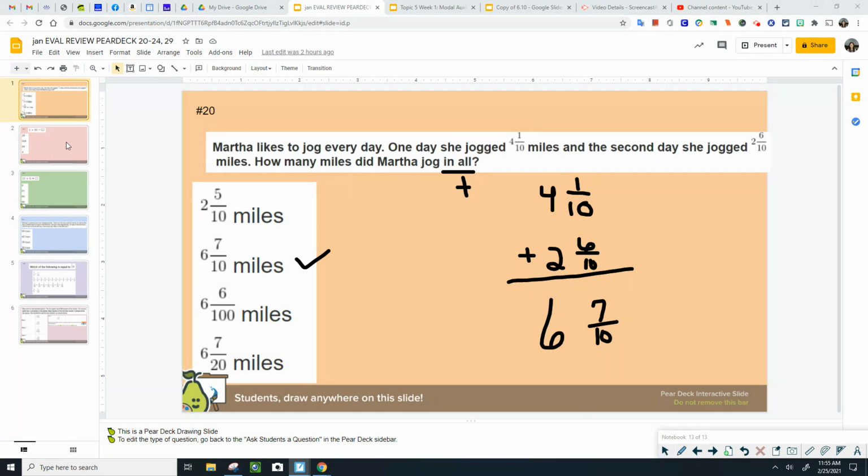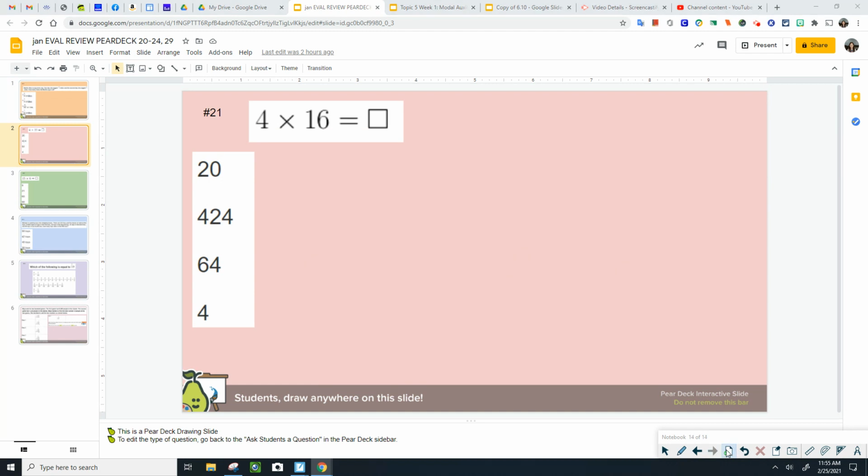Okay. All right, number 21. This is a multiplication problem. We have several strategies. Let me show you traditional. You do your tens times your 1. 6 times 4 is 24. You write the ones place. You carry your tens place. 4 times 1 is 4 plus 2 is 6. And I get an answer of 64.